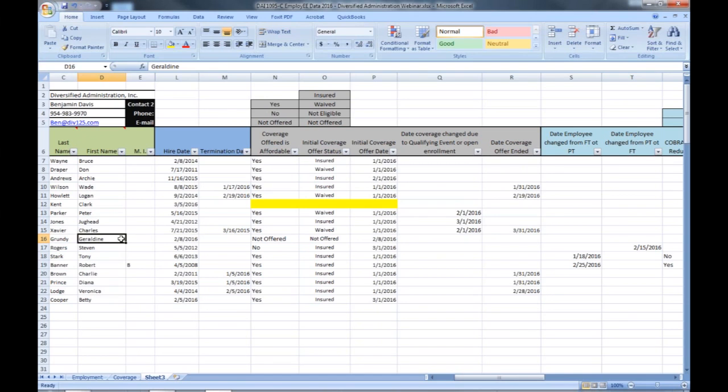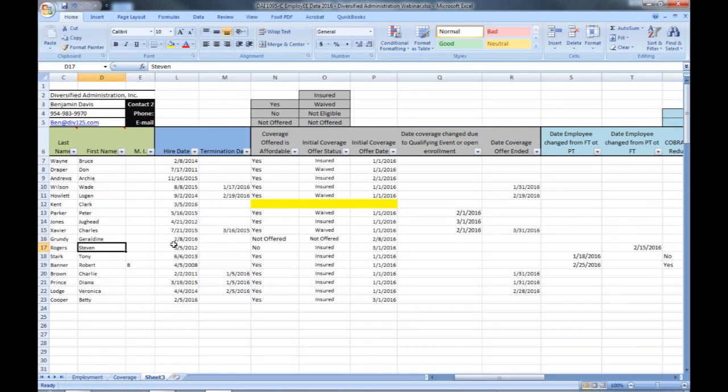The ACA mandates that employers have to offer coverage to 98% of all eligible employees. Geraldine Grundy is a good worker, but has a terrible attitude. So while we didn't want to fire her, we didn't want to offer her insurance coverage either. Since we offer it to all of the other eligible employees, we're still complying with the ACA mandate to offer 98% of eligible employees coverage. Since she was not offered coverage, we've put not offered in both columns N and O, and listed her date of hire, February 8th.